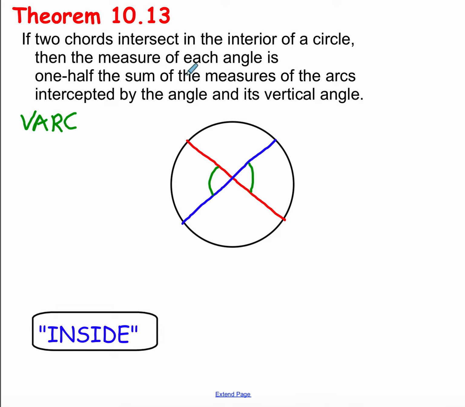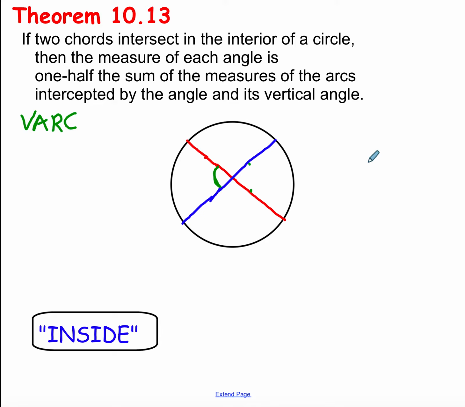Well, the measure of each angle is 1/2 the sum of the measures of the arcs intercepted by the angle and its vertical angle. So this theorem actually isn't talking about two angles at once. It's talking about one angle at a time. And I'll show you what I mean on this picture. Let's just think about this angle right here, and we're trying to find that angle.